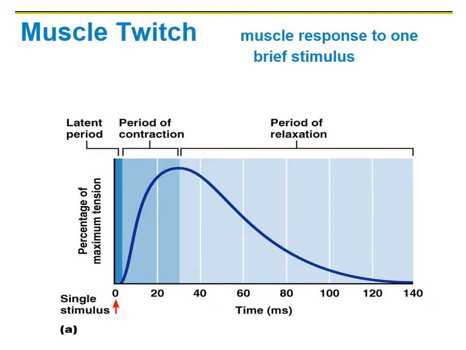A muscle twitch is defined as one stimulus and one response. A twitch allows us to see the three phases of the contraction cycle. The latent period is the period of time from the action potential and the first power strokes. While no shortening or tension is generated here, the muscle cell is actually doing quite a lot.